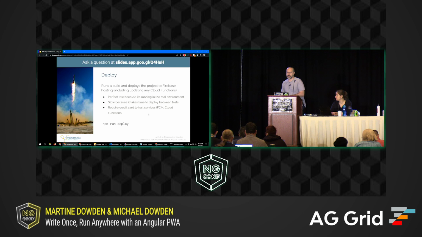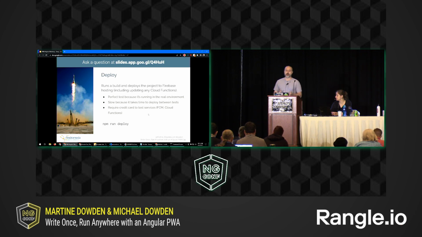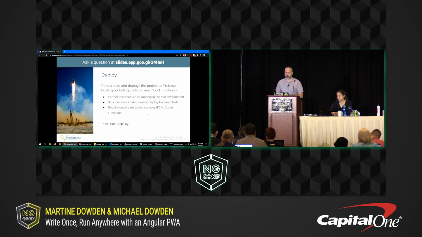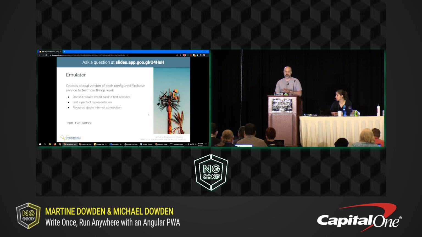The other thing that we can do is just build and deploy into the cloud and then do the testing. This is a perfect example because now we're running in the real environment. It is a lot slower though because deploy takes a lot longer than spinning up an emulator or running the local server. And again, you're in a situation where you need a credit card to test the services.